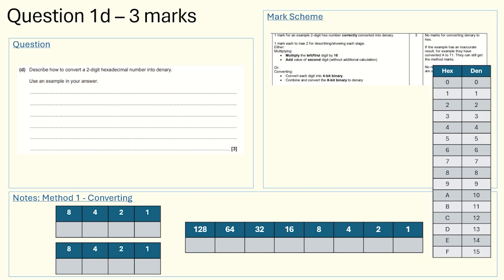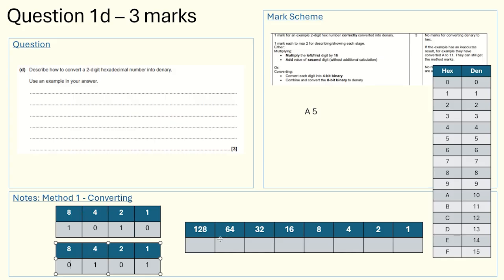So let's take an example. Let's do A5. If we take A5 as our worked example here, and we're doing the converting, we need to convert each digit into 4-bit binary. So we're going to convert A first of all into 4-bit binary using this table here, and we can see that A is equal to 10. So we're going to make 10 out of binary here, and to make 10 we need 1 8 and 1 2. So there is our A, and then we need to make 5 on our second 4-bit binary, which is going to be 4 and 1.